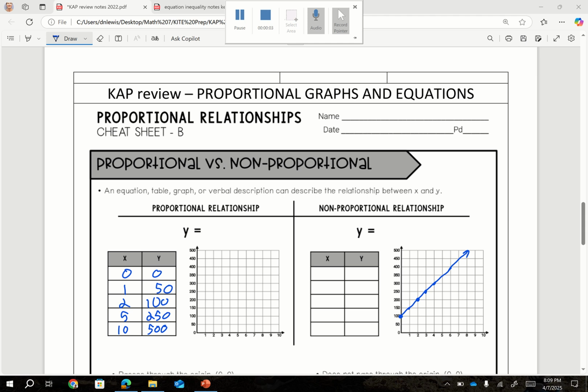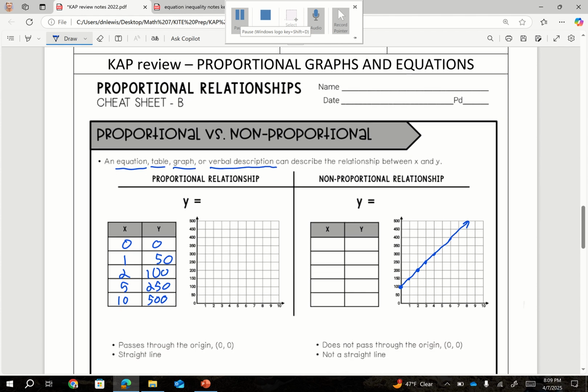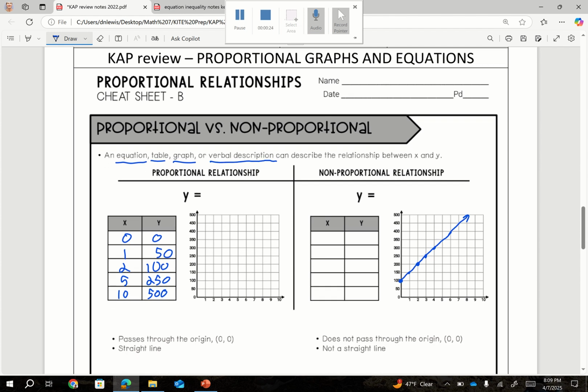Today we're reviewing proportional relationships. Not too long ago we had a unit where we looked at equations, tables, graphs, and verbal descriptions. We could match all of them up and we could look at any of those and decide if there was a proportional relationship or a non-proportional relationship. So let's look at how some of this works again.